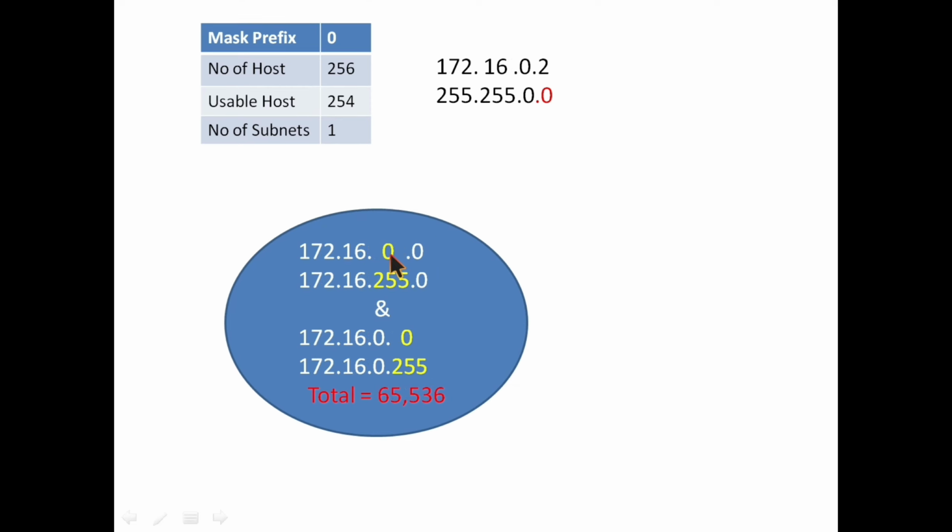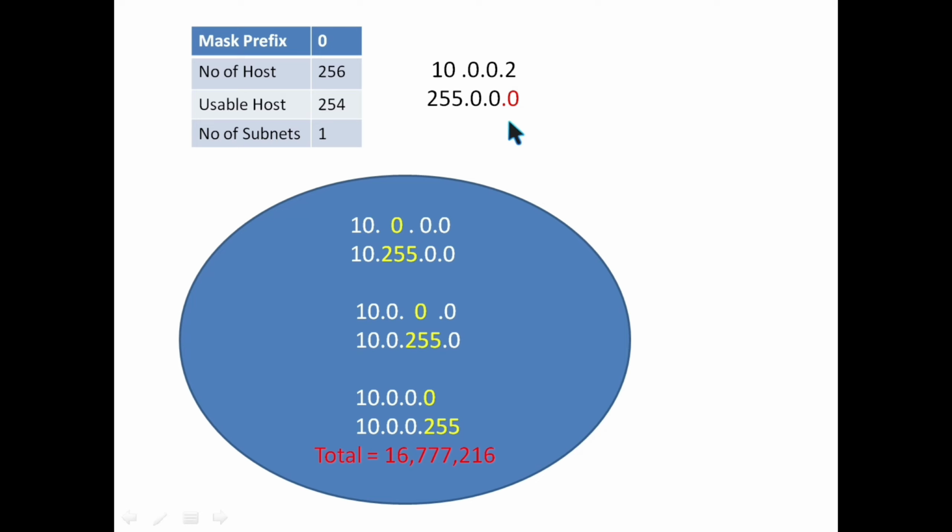And in class B, if the 0 is in the third number, it means 0 up to 255 can communicate with each other. If the 0 is in the fourth number, then it can communicate 0 up to 255 in the fourth number. Altogether, the number of IP addresses that can communicate here is 65,536.